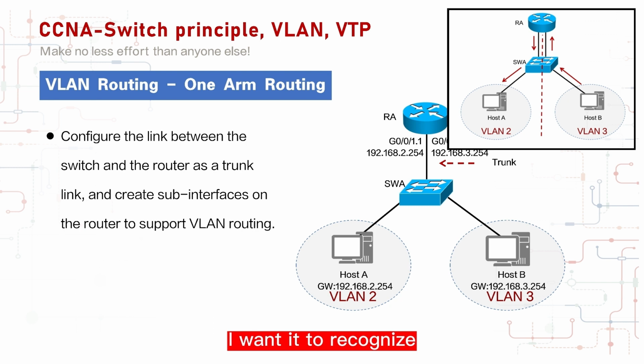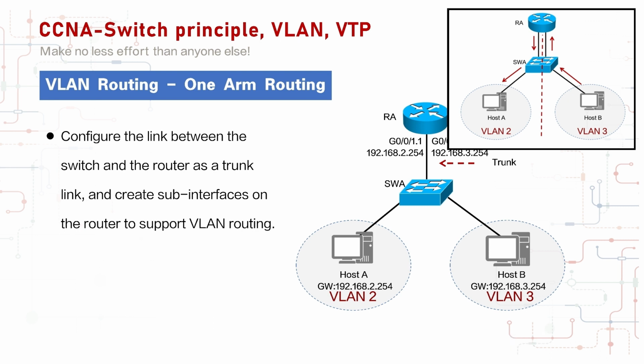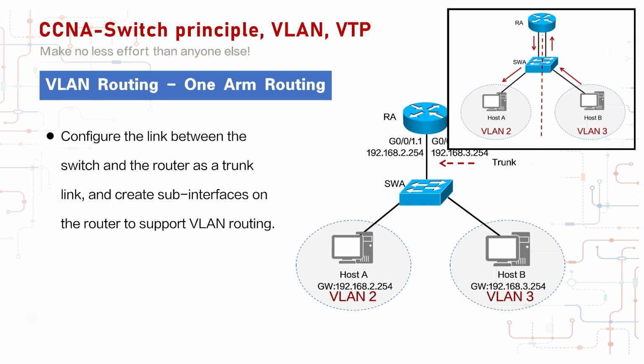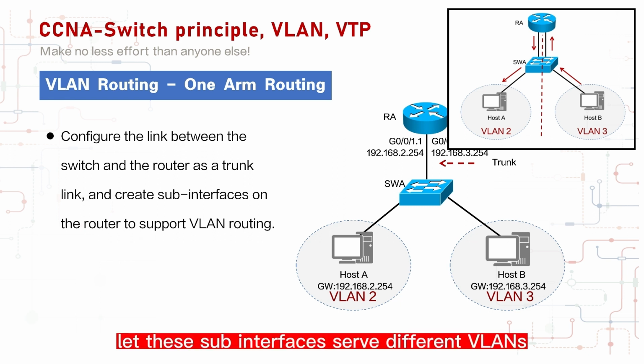I want it to recognize. At this time, the physical interface of the router is not working. We can make a logical interface for it. Then, based on a physical interface, I can give it a few logical subinterfaces. Under a physical interface with many subinterfaces, I can let these subinterfaces serve different VLANs.